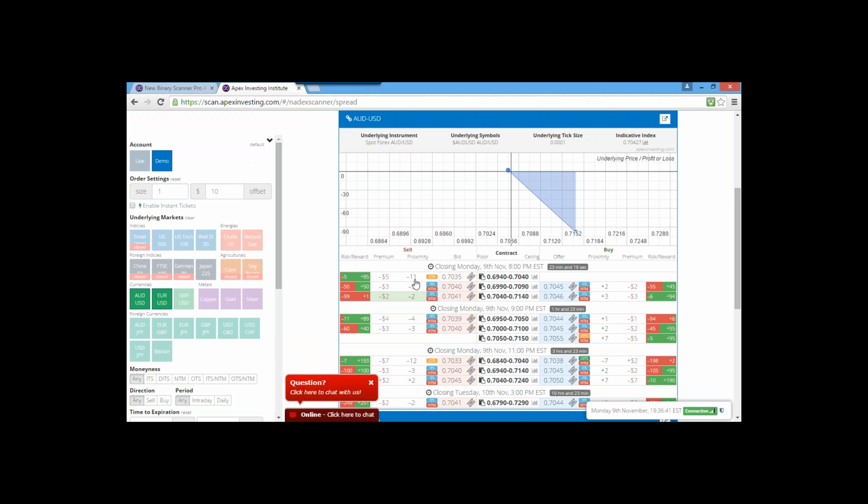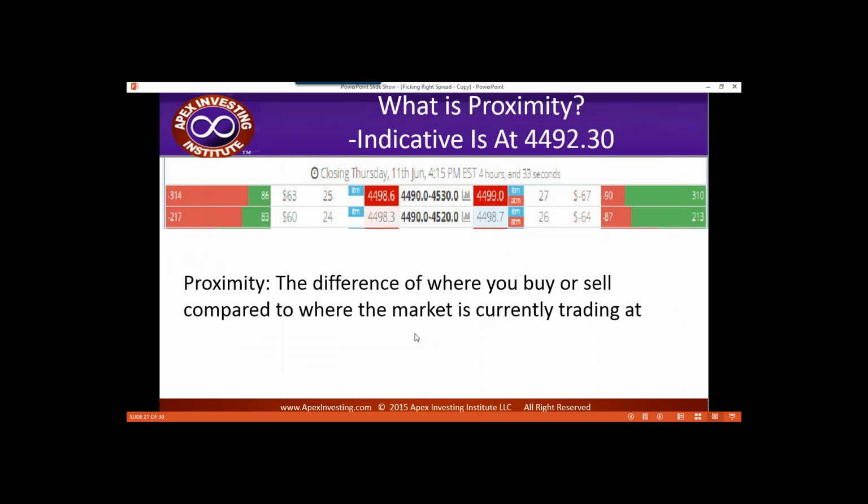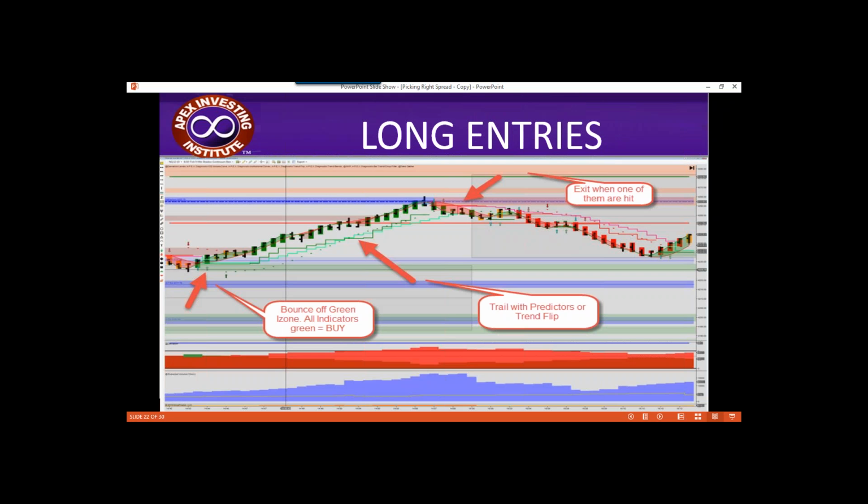How far away is the spread? Okay, so this proximity is the difference of where you buy or sell compared to where the market is currently trading at. For example, last week I showed you some examples of one of our favorite systems that we use here at Apex called our iZone Sharpshooter as far as how to trade spreads.